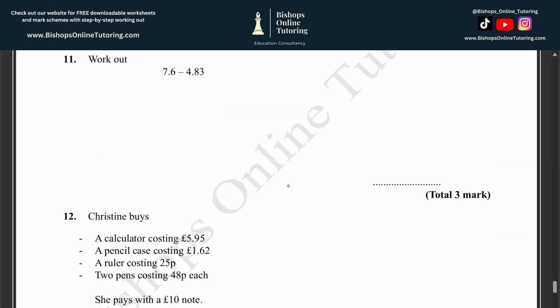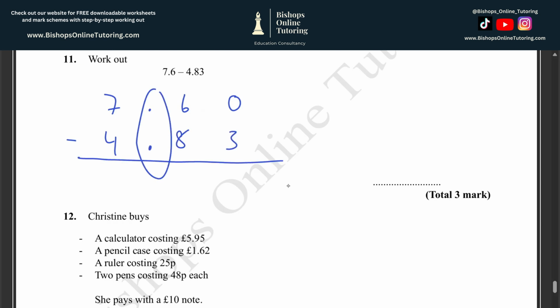Work out 7.6 minus 4.83. The easiest way to work a question like this out is going to be to draw it out like this. So 7.6 minus 4.83, right? We're just going to pretend that these decimal points aren't here and we're going to solve it like a normal question. So 0 take away 3, well, we can't do that.